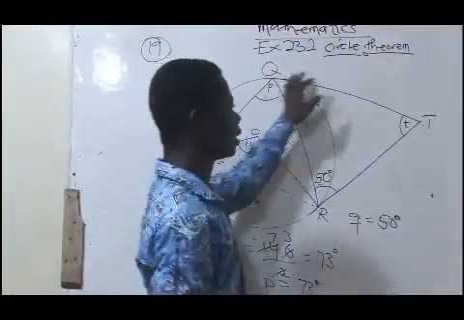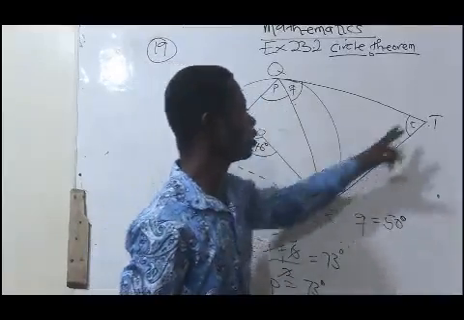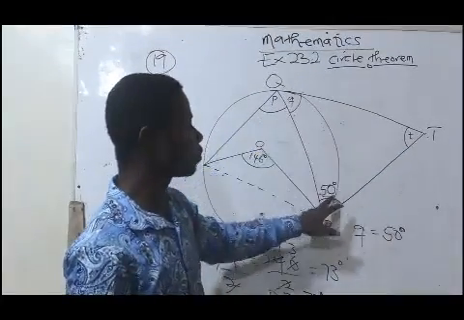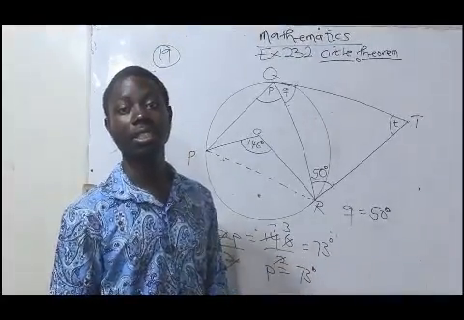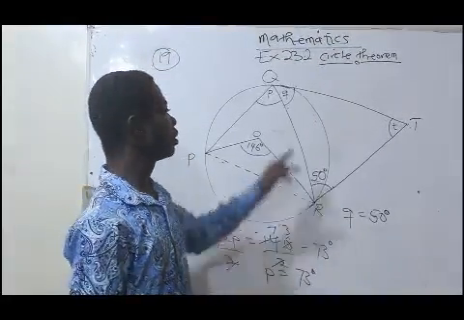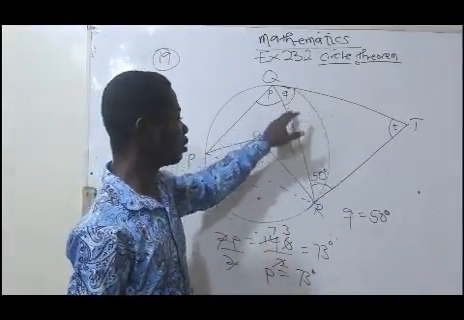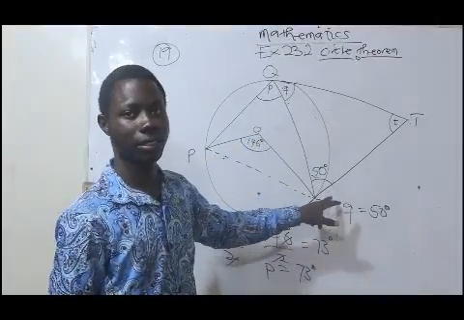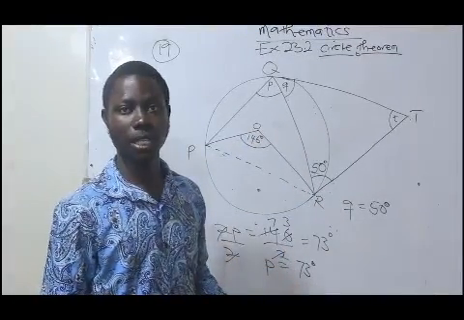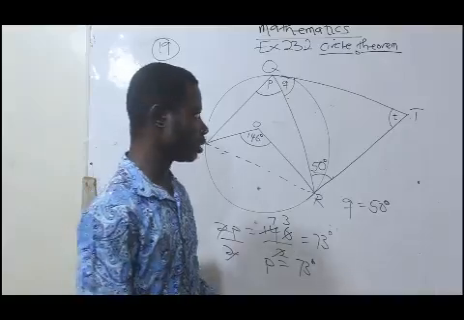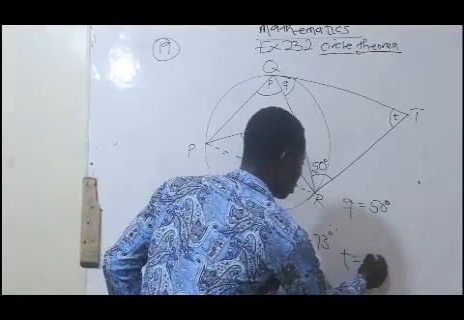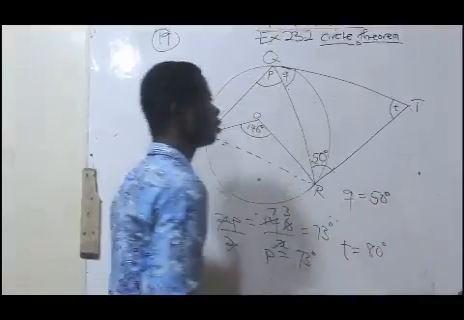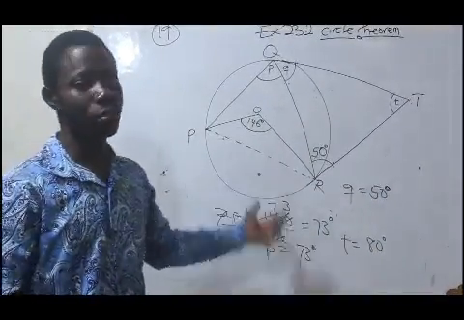Now, looking at this triangle, let's come back to this triangle. Triangle QRT, we have 50 degrees here and 50 degrees here. When we sum up the interior angles in the triangle, it gives us what? 180 degrees. Therefore, this angle plus this angle gives us 100. So what are we left with in order to get 180? We are left with what? 80 degrees. So it means that T here is also 80 degrees.